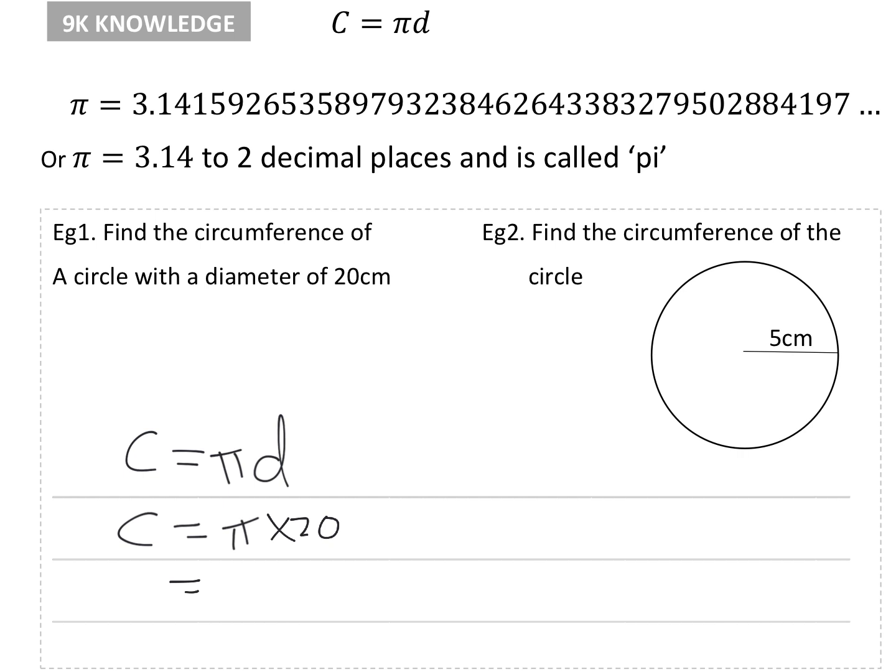Hit the SD button and give your answer to 3 significant figures. In this case, that would be 62.8. Circumference is a distance, a length, so it would be centimeters.